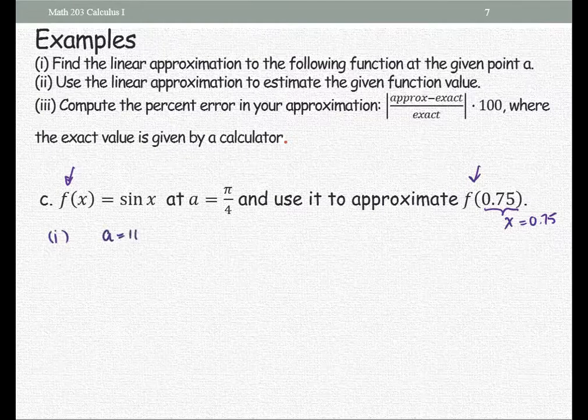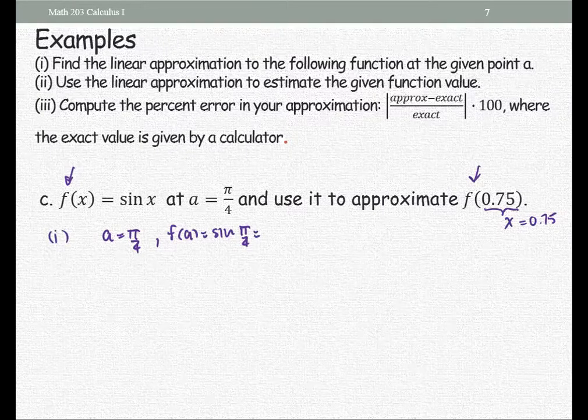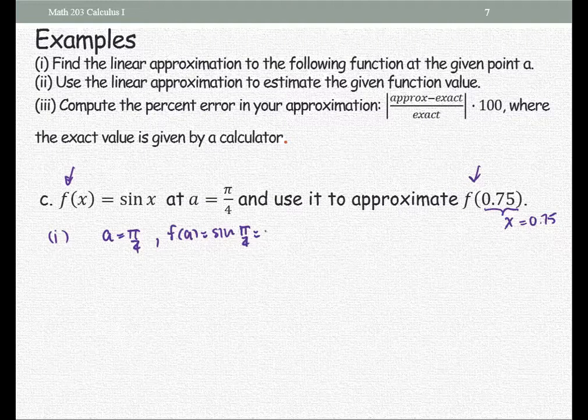The a is given as pi over 4. The function at a, which is sine at pi over 4. Sine at pi over 4 or sine 45 degrees. You guys recall? Sine pi over 4 in the exact form, square root 2 over 2. Okay, keep it as the exact form. And the numbers that are provided should be in the special angles that we commonly use, like pi over 4, pi over 6, pi over 3, pi over 2, and so forth.